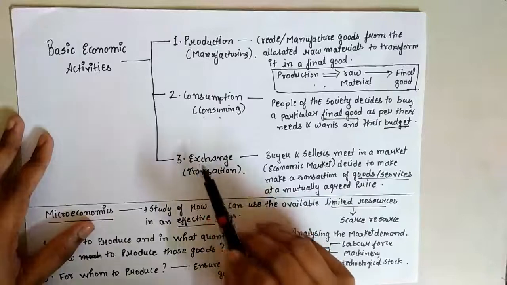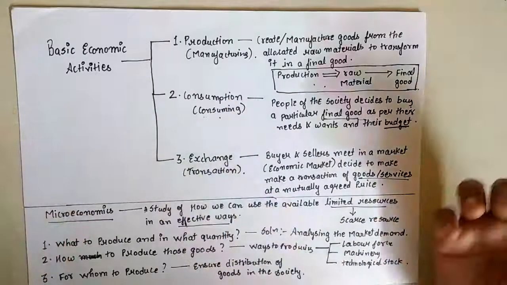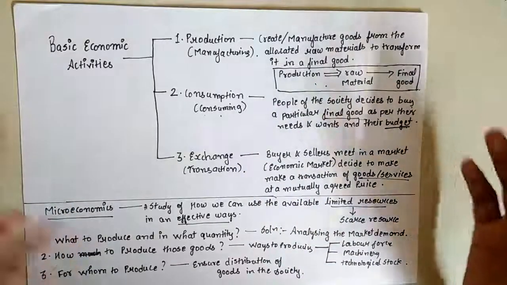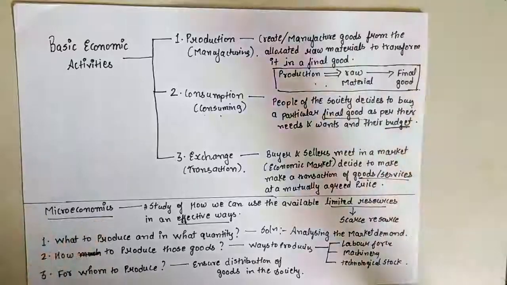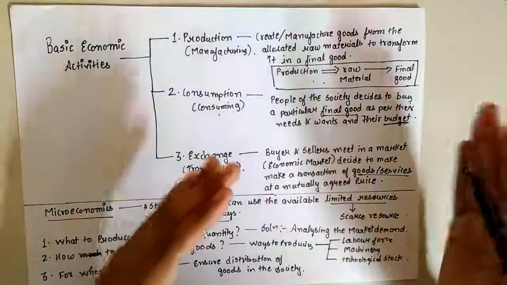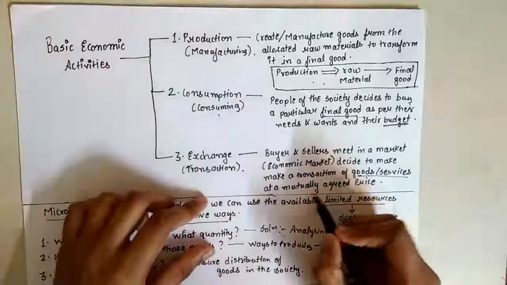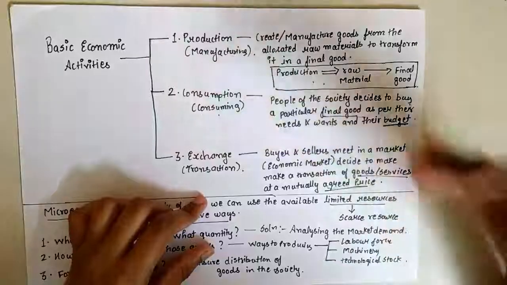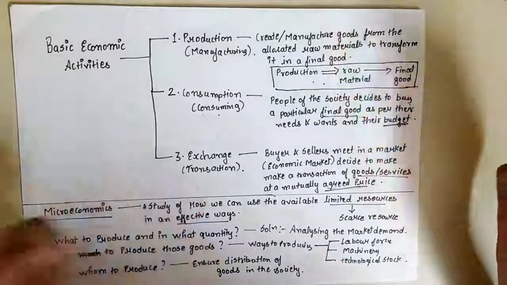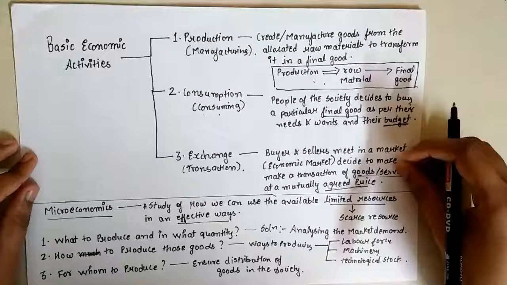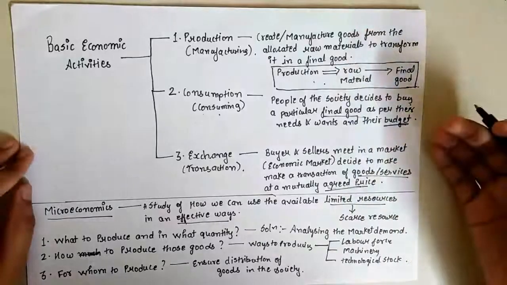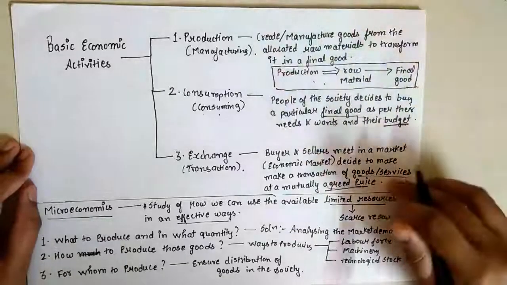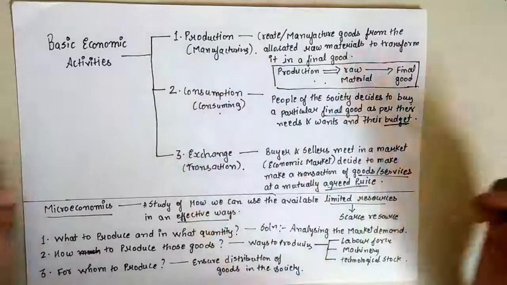Third one is exchange. It is basically a transaction where the buyers and sellers meet in a particular marketplace and they make a transaction of money or goods or services at a mutually agreed price. So here we can take an example where our mother negotiates with a grocery shopkeeper to buy a particular vegetable, and then they agree on one particular price, and then we make a transaction. So this is what the exchange is all about.